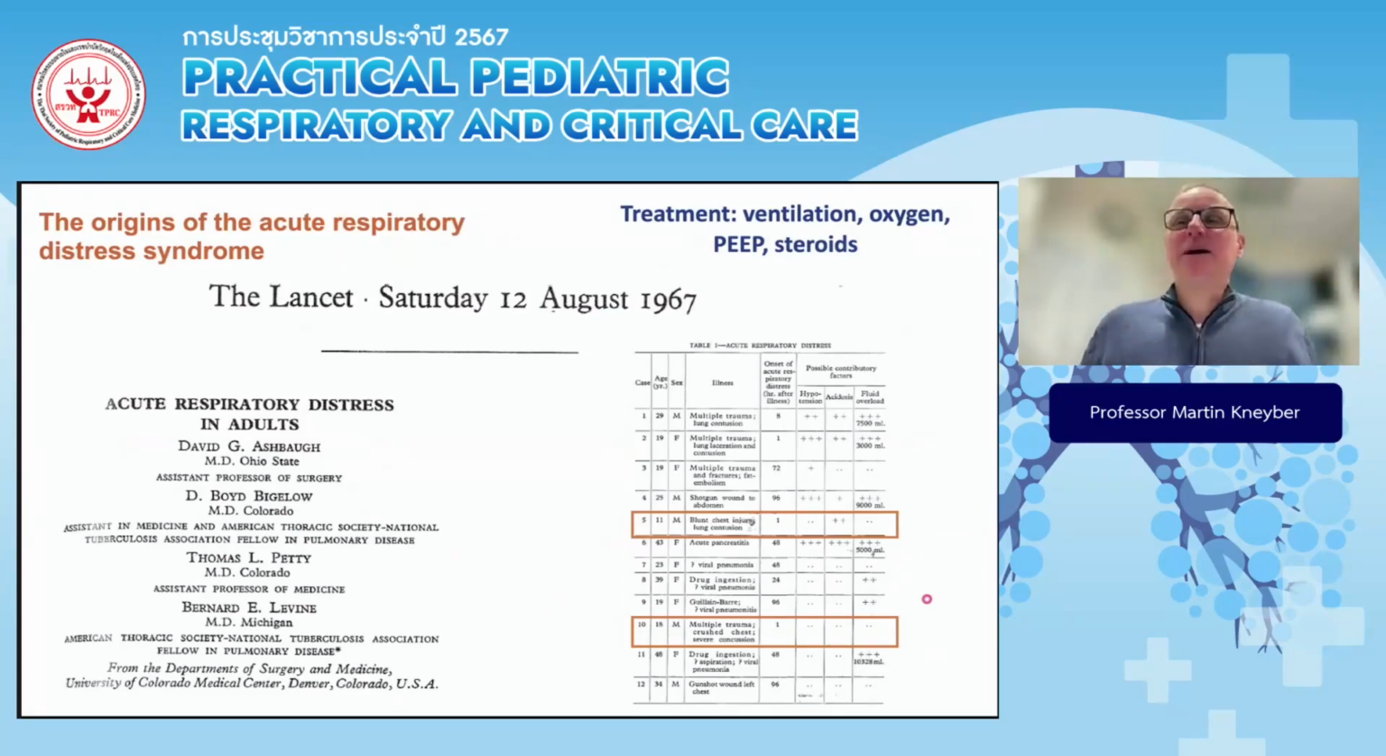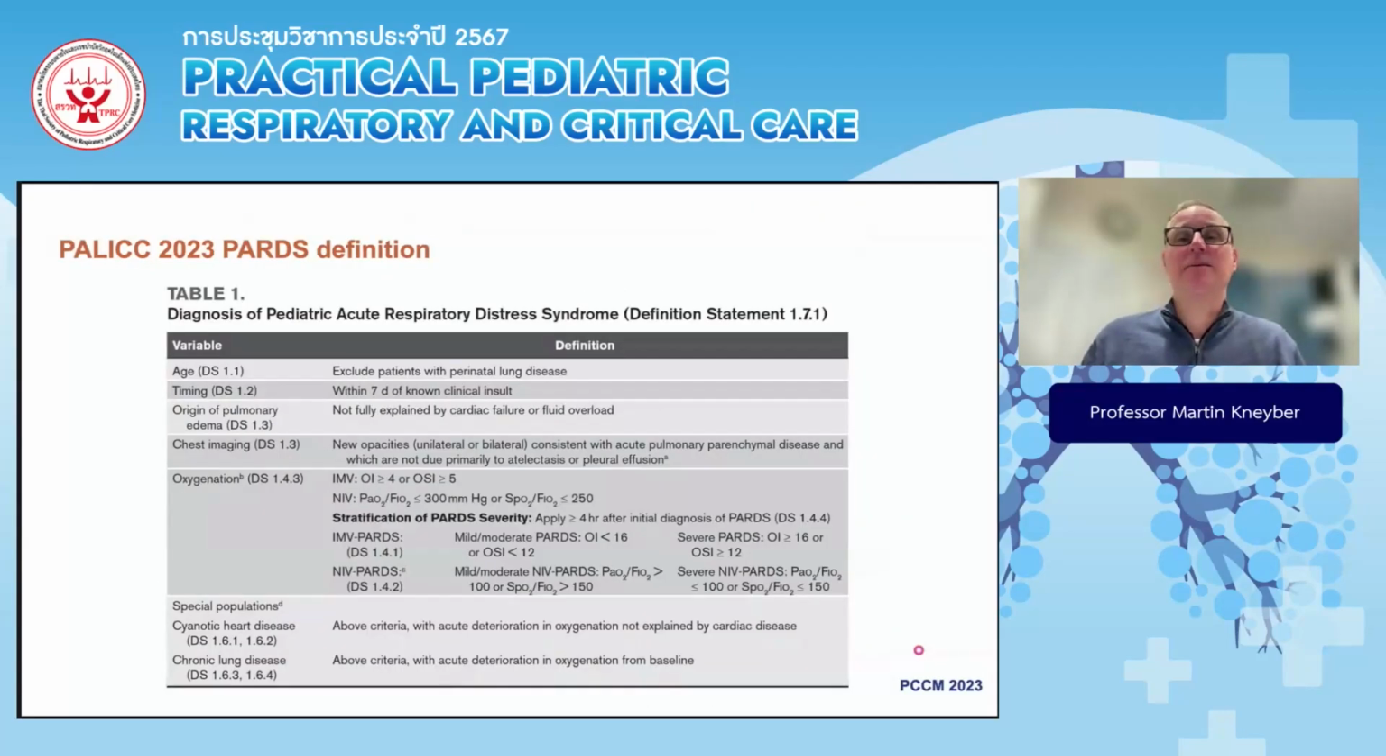If we talk about pediatric ARDS, we have to go back to the original description of acute respiratory distress syndrome done by David Ashbaugh, at that time a surgical resident, published in 1967 in The Lancet. Together with colleagues, they described a cohort of 12 patients with acute respiratory failure, of whom 2 were children, one 11-year-old and one 18-year-old. At that time, the treatment was ventilation, giving oxygen, giving PEEP, and giving steroids. And surprisingly, 60 years later, this is still what we are doing.